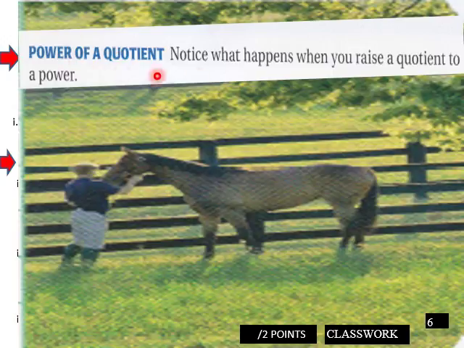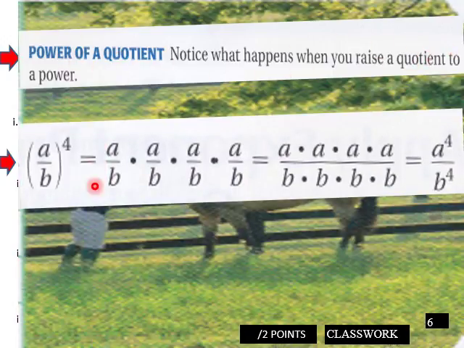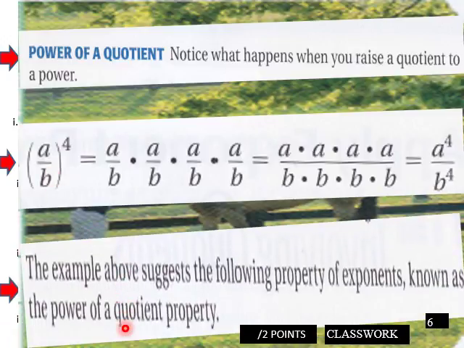Okay, power of a quotient. Notice what happens when you raise a quotient to a power. When we raise a quotient, we have fraction bars, so this produces a quotient. We have this situation, so it becomes a to the 4th over b to the 4th. The example above follows a property of exponents known as the power of a quotient property.